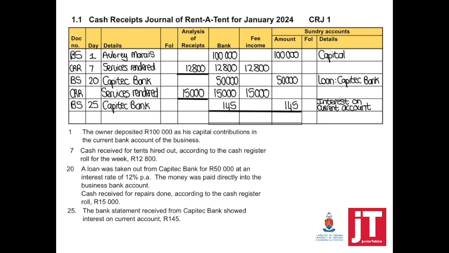When we are done with the transactions, we have to total all the money columns starting from bank. You do not add analysis of receipts. We start from bank, and then we add the total for fee income and the total for sundry accounts. Remember what I said earlier in the activity. From the cash receipts journal, bank is always going to be debited. That means the rest of it will be credited. So if I add those two together, it should equal the total of bank. If it doesn't, it means somewhere you've made a mistake.